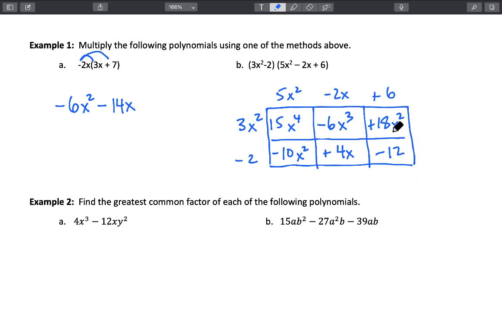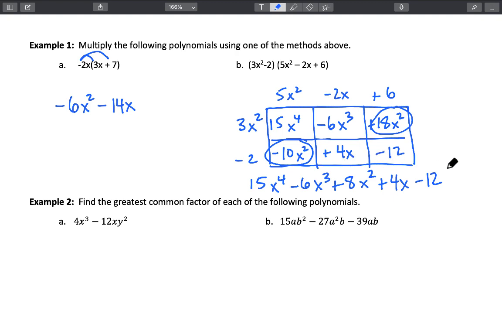All right, looking across these 6 boxes, I see that I do have some like terms. It's negative 10x squared and positive 18x squared. And I must combine those when I simplify it. So the product of these two polynomials will result in 15x to the fourth minus 6x cubed plus 8x squared plus 4x minus 12. And it's always good practice to write that product in standard form, which remember means in decreasing order of exponents.